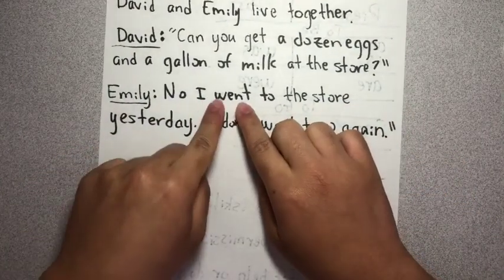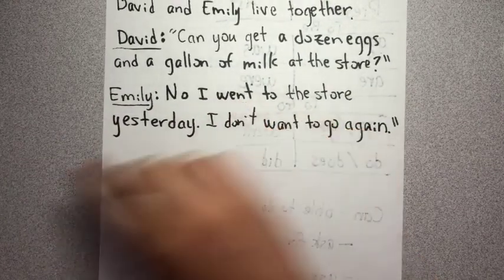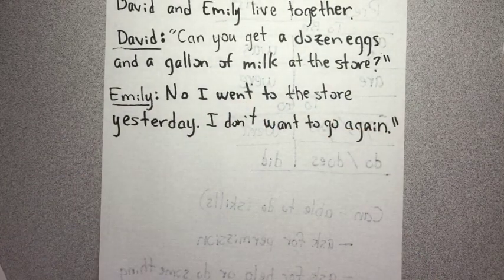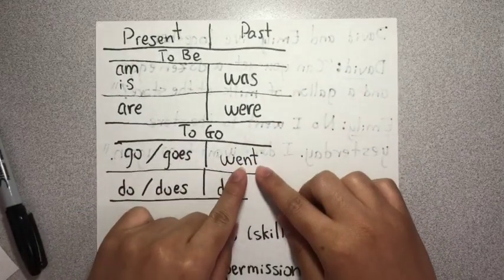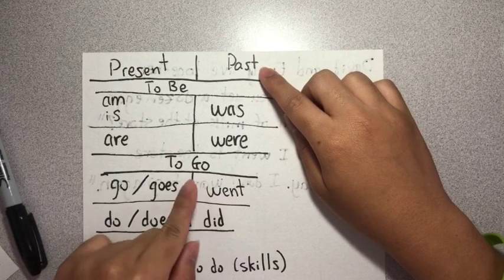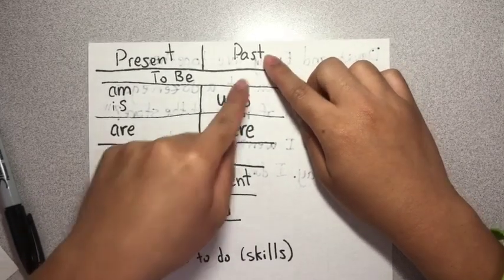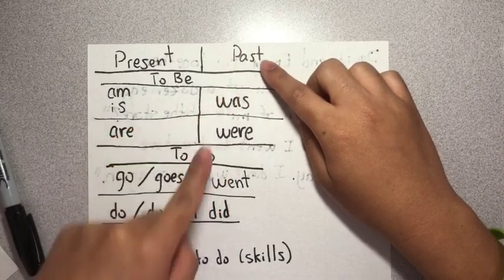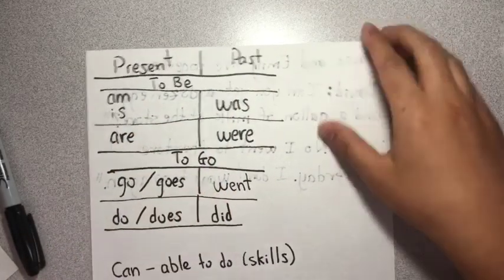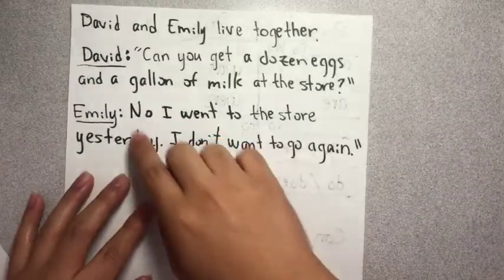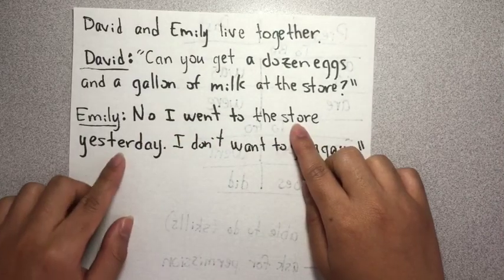So we have the word went. Where is my past tense paper? The word went, if I can find the paper. The word went is the past tense of the word to go. So in the present, we say, I go. But because this is yesterday, it's in the past, so we say, went. Emily says, I went to the store yesterday.